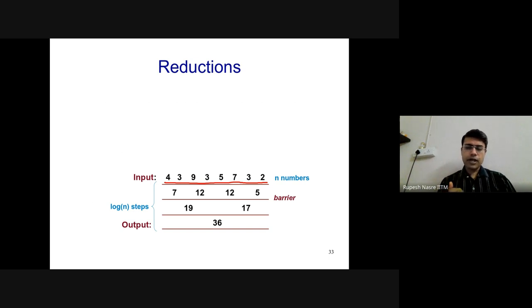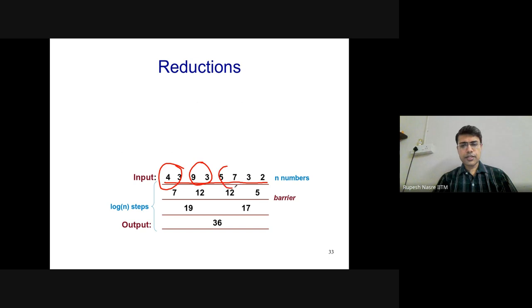Right? In parallel, what I'm going to do is atomic add ampersand sum comma A of I. Right? So that adds sequentiality. So is there a way I can do this? Because the operation is associative, I might be able to do something like this: I do 4 plus 3 first, 9 plus 3 in parallel to that, then 5 plus 7 in parallel to that, and 3 plus 2.